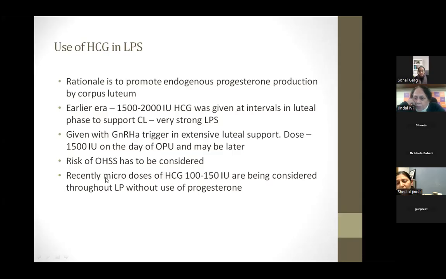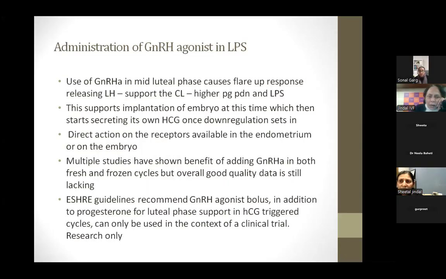Something new which I read was that nowadays people are using microdoses of HCG in the form of 100 to 150 international units, given at various times throughout the luteal phase without the use of progesterone. And it is said that it is able to achieve serum progesterone levels of 75 nanomole per liter, and that is sufficient. This is the optimum for growth and implantation to occur. I think there are still very few reports on these microdoses, and they are not widely accepted, but I found it very interesting.